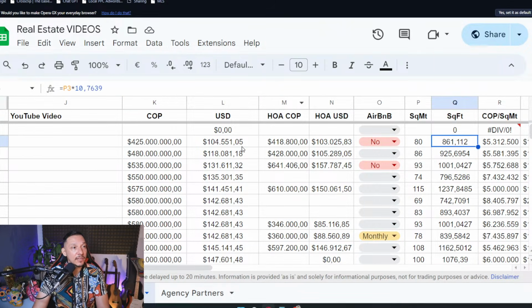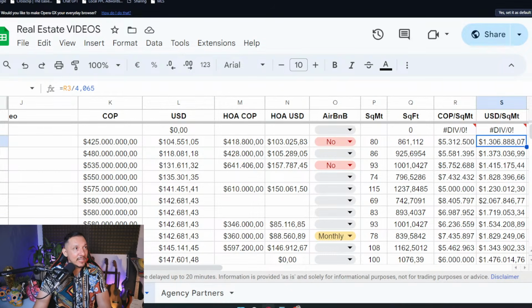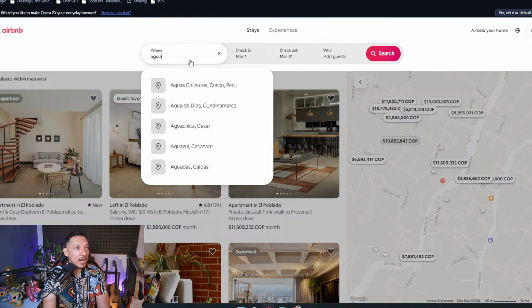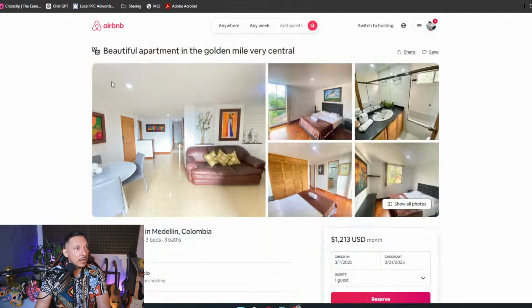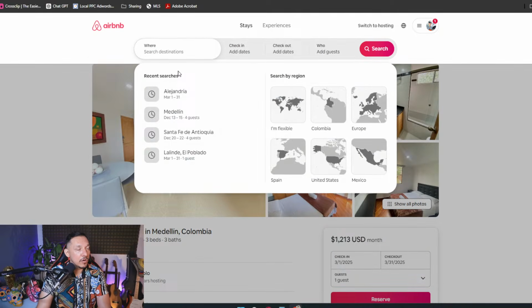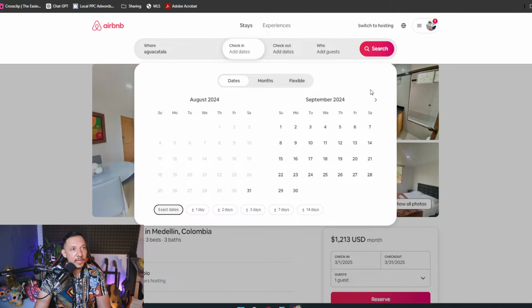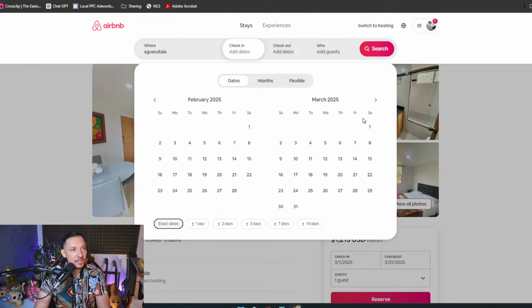So let's take a look at this. $104,000. This is in Agua Catala, in this neighborhood right here. We're in March. Okay, Agua Catala. Oh, yeah, this is in pesos. Let's go here, Agua Catala. Check-in dates: let's put March of next year, which is more of a down season month. And how many beds?